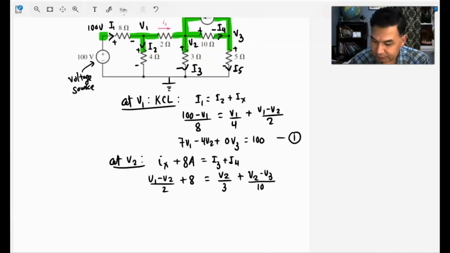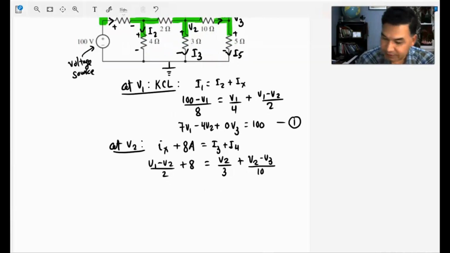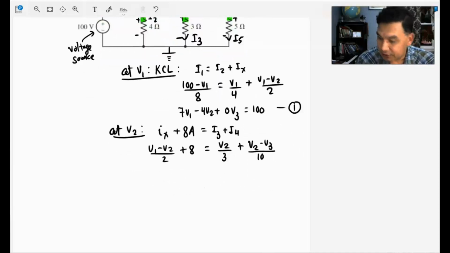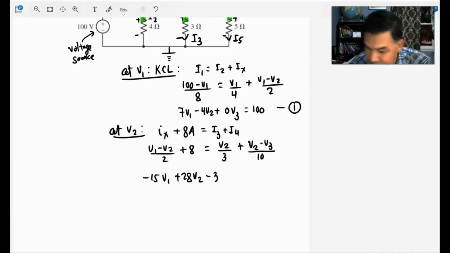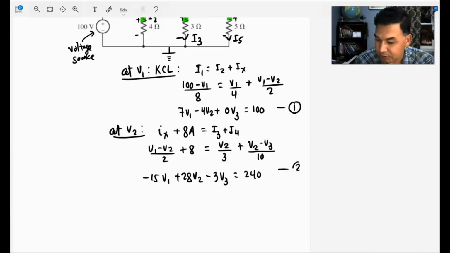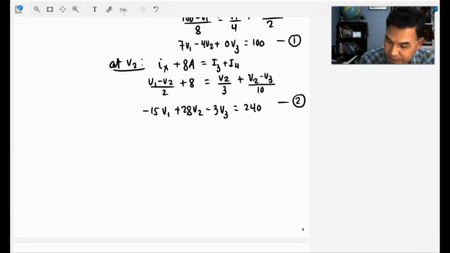And once you have all this, now you can just simplify that and get another equation. So I'm just going to write down the simplified equation. So this is your second equation, in terms of V1, V2, and V3. You can simplify your own way. I'm calling this equation number 2. Now you need one more equation.